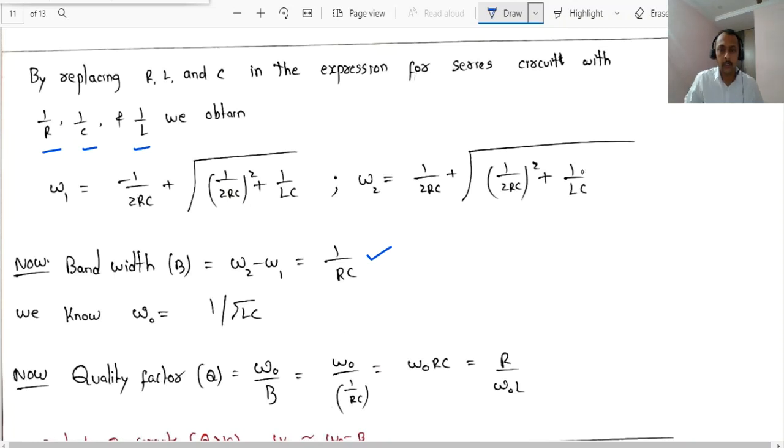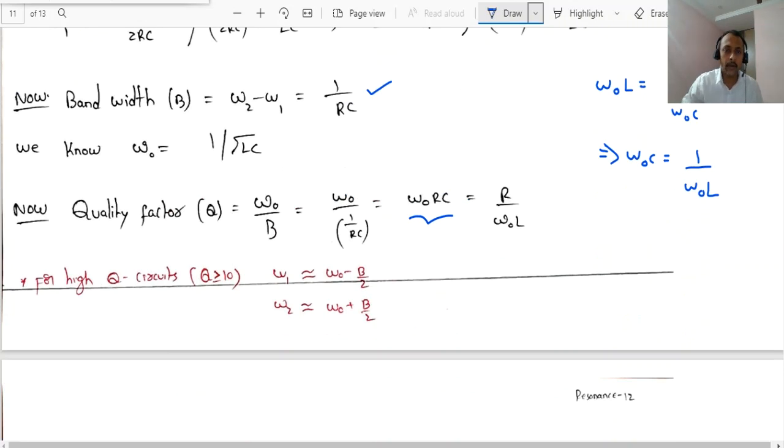Why? Because at resonance condition we got omega naught L equal to 1 by omega naught C. So that implies omega naught C is equal to 1 by omega naught L from this basic, right? So omega naught RC is also the same as R by omega naught L. So this is the quality factor Q, omega naught by bandwidth. Quality factor Q equals omega naught by bandwidth.